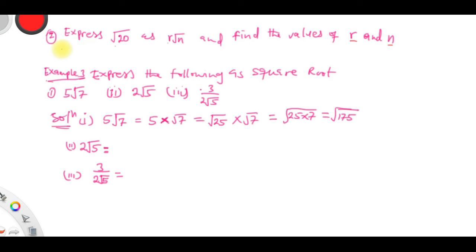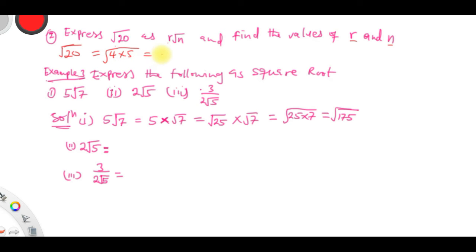So let us solve it quickly. This is the square root of 20. It means that we will have to simplify the square root of 20. We have to look for a perfect square which is a factor of 20, which is 4. 4 times 5. Then we have the square root of 4 times the square root of 5.